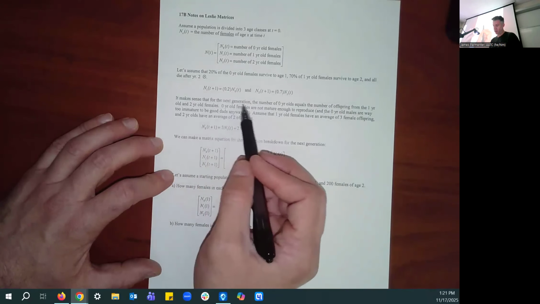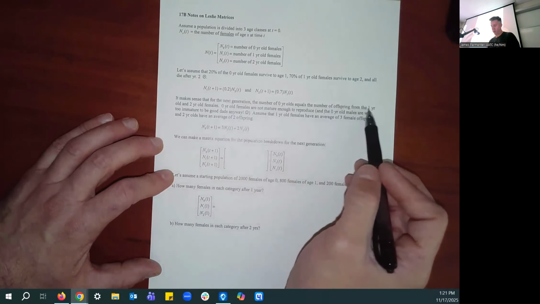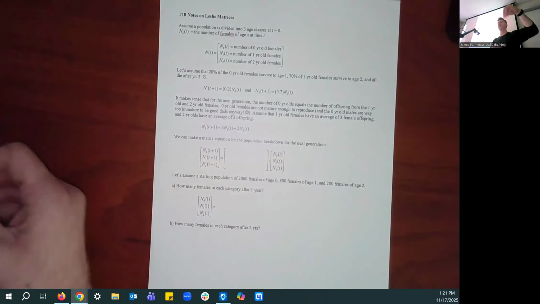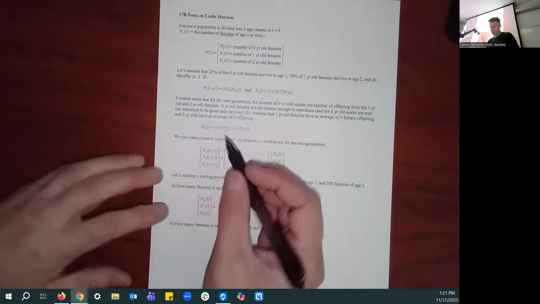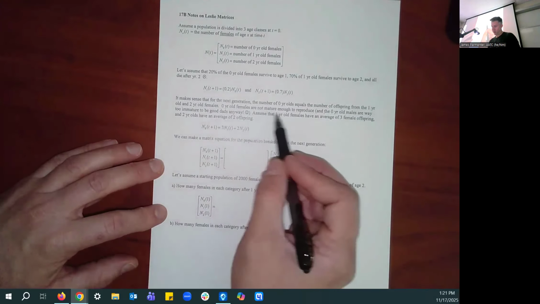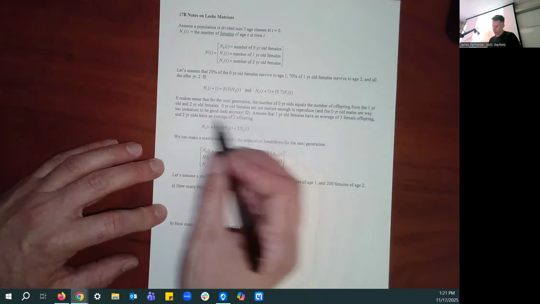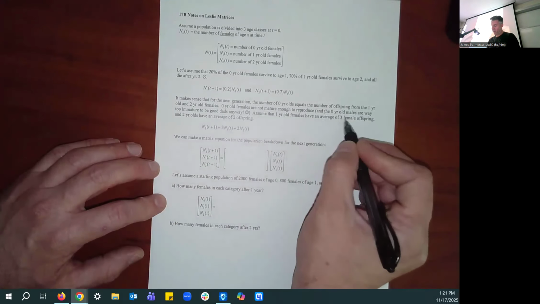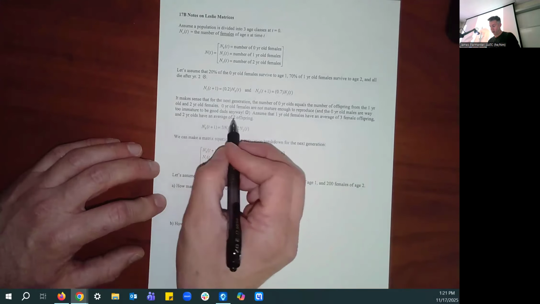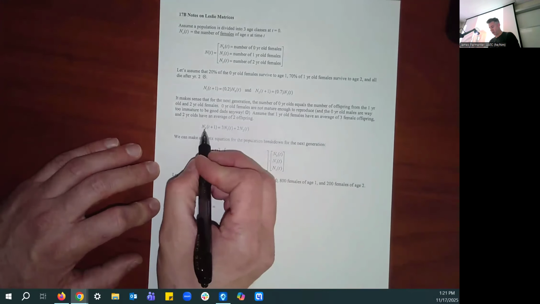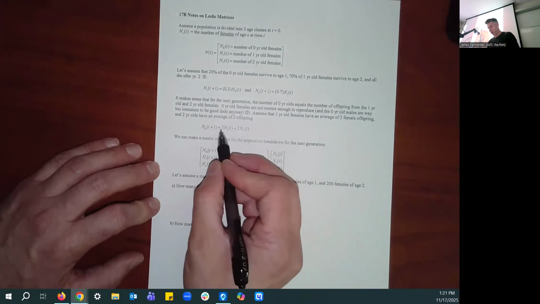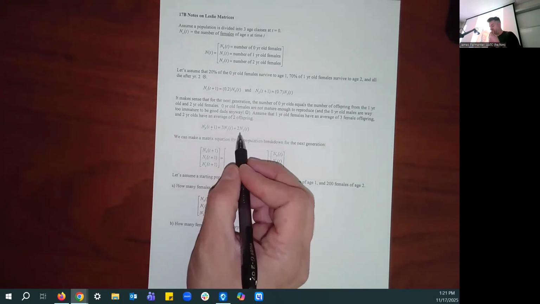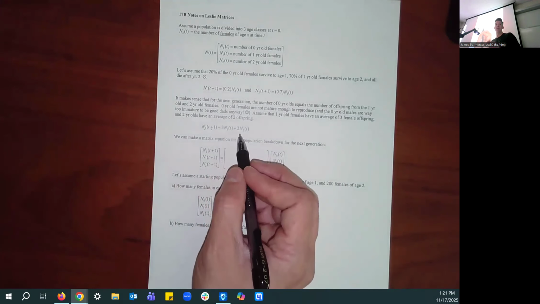It makes sense for the next generation that the number of 0-year-olds equals the number of offspring from the 1-year-olds and 2-year-old females. So we're trying to think of how many 0-year-olds there are next year. 0-year-old females are not mature enough to reproduce. Assume that 1-year-old females have an average of 3 female offspring, and 2-year-olds have an average of 2 offspring. So the number of 0-year-olds next year is equal to 3 times the number of 1-year-olds this year, because each 1-year-old on average is producing 3 offspring, plus 2 times the number of 2-year-olds, because each 2-year-old is on average producing 2 offspring.